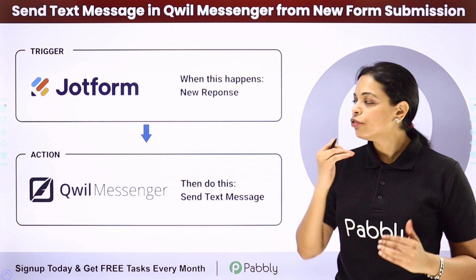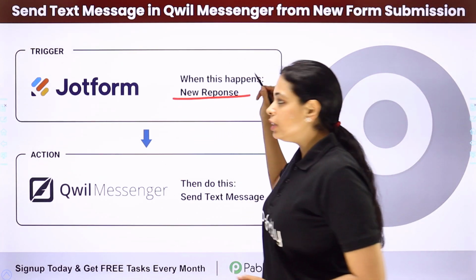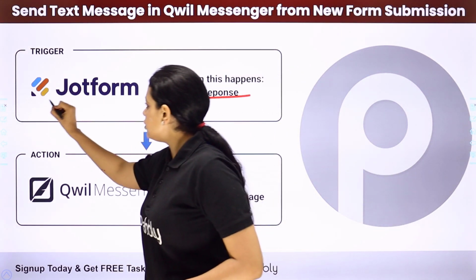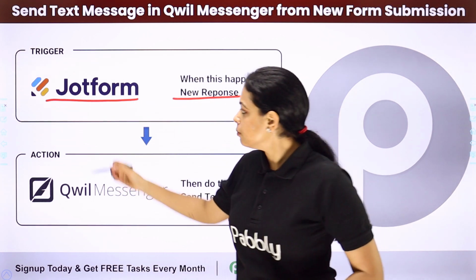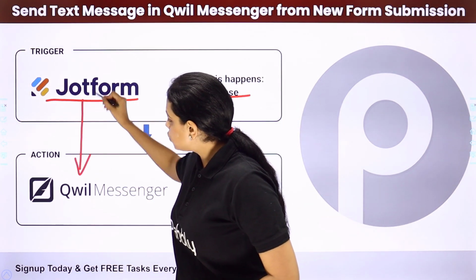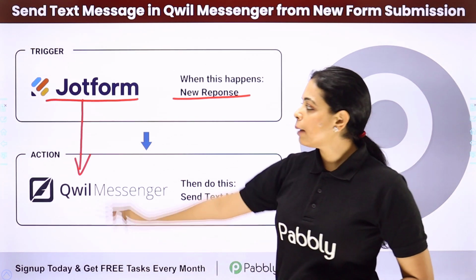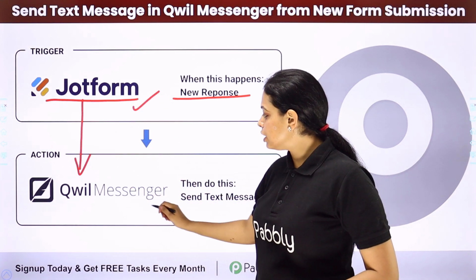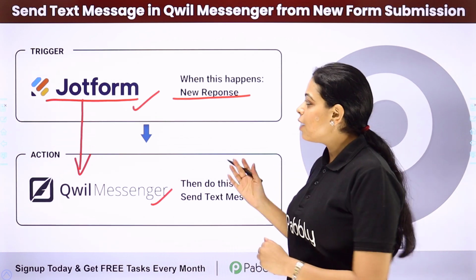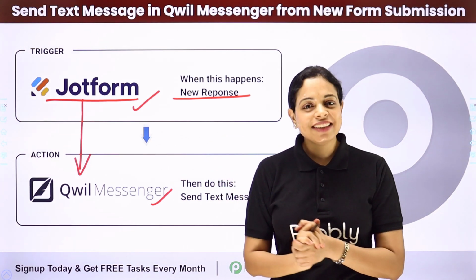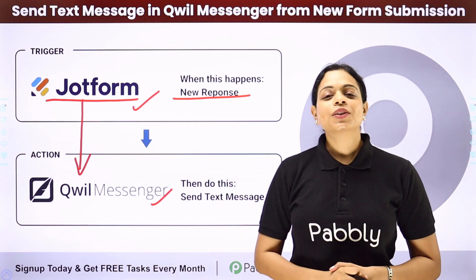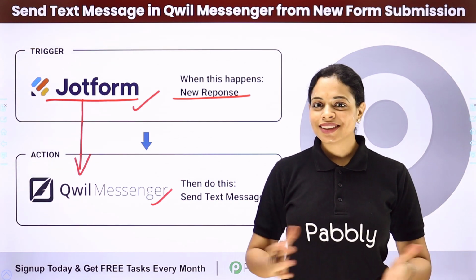How can we do that? For this, let's say every time we receive a new response, here we have taken the example of Jotform. So I am going to integrate Jotform and Qwil Messenger with the help of Pabbly Connect. Here my trigger application will be Jotform and my action application will be Qwil Messenger. Now, how can you do this yourself? Integrate and automate this entire process. To understand that, let me take you to my screen.